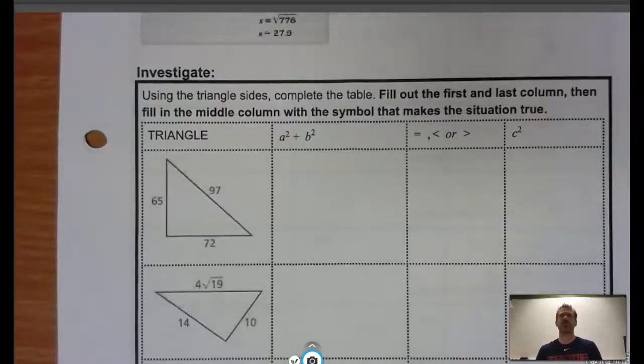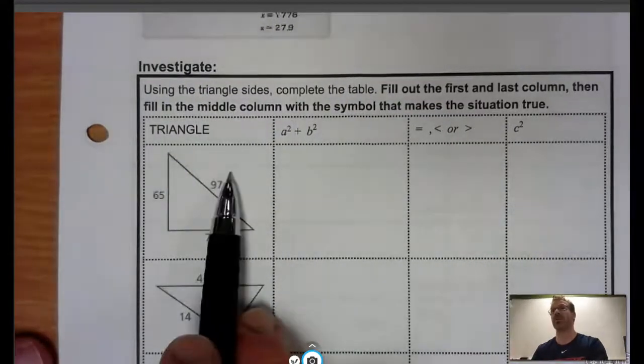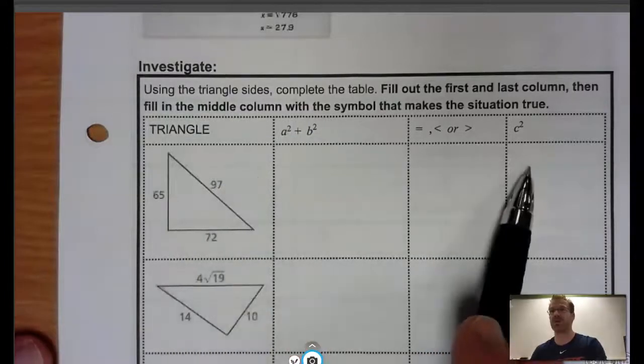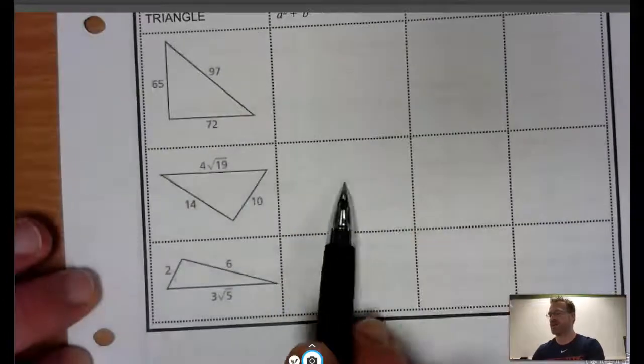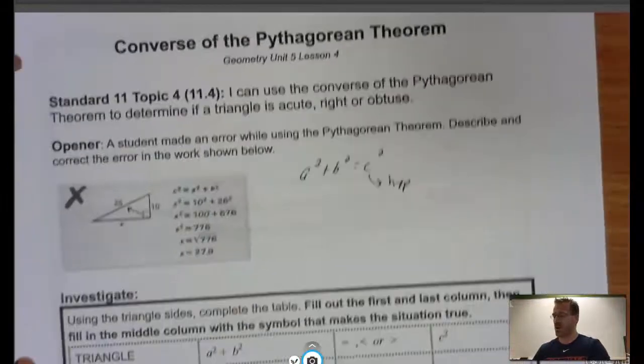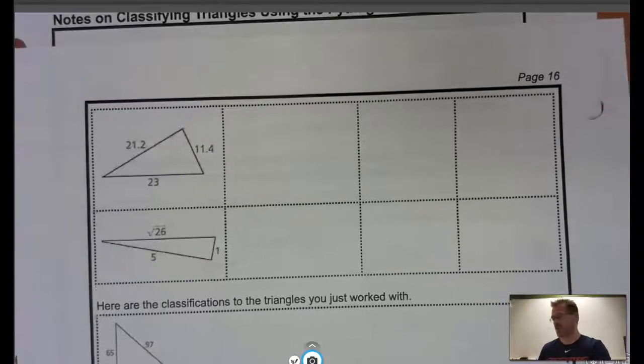So what I'd like you to do now is go through and do a squared plus b squared, do c squared, and then see what type of relationship exists here. And you've got 5 different cases here that you need to go through. So there's 2 more on page 16 there to flip over and do.